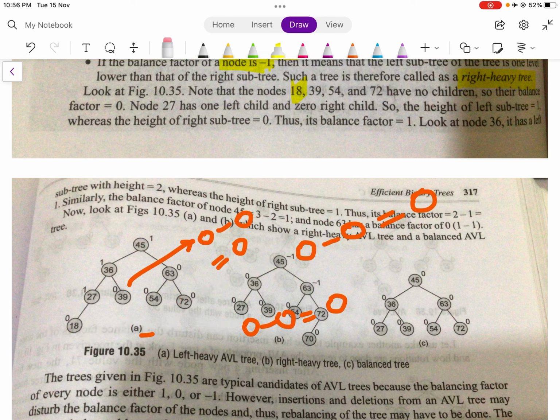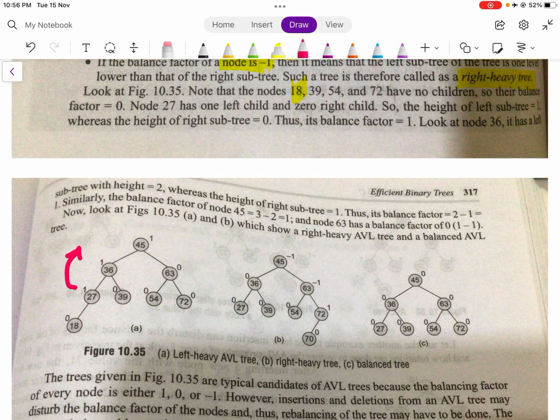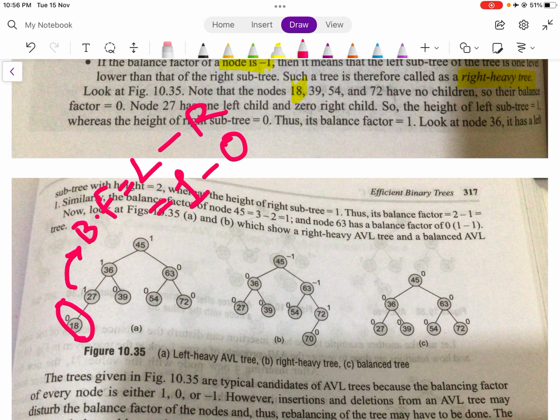Next let's see node 27. It has one left child and 0 right children. Balance factor is nothing but left height minus the right height. In the left it has one node, so 1. In the right it has none, so 0. So, the balance factor is 1 for 27. The height of the left subtree is 1, whereas the height of the right subtree is 0. Therefore, the balance factor is 1 for 27.